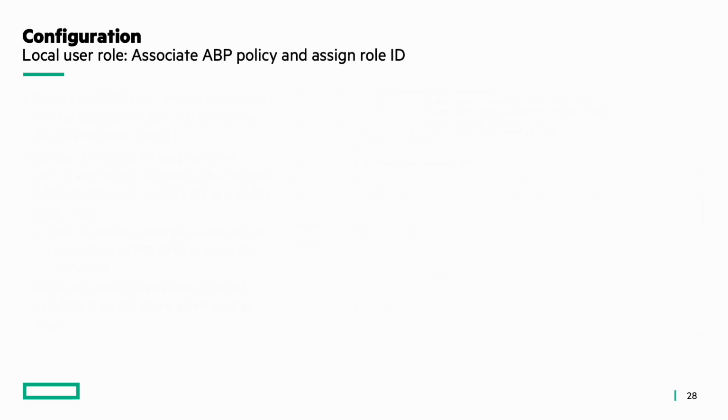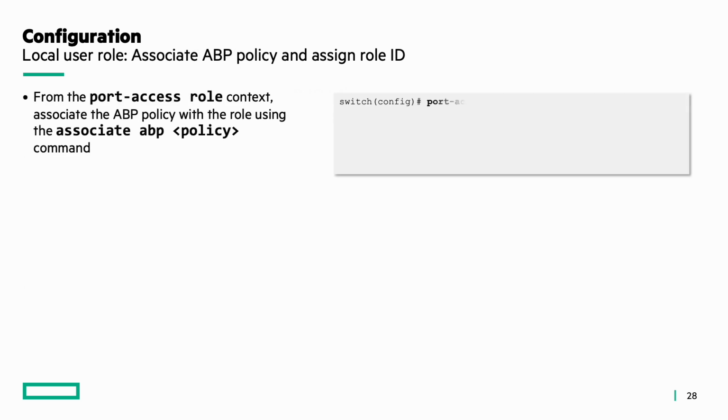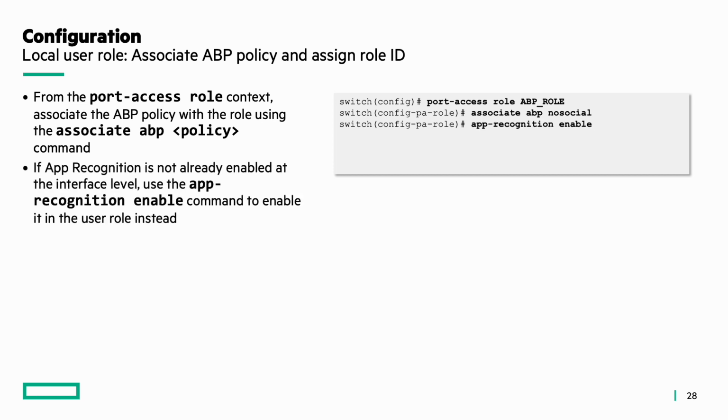The last steps in the local user role deployment method are to associate the app-based policy with a role and create the role ID mapping. From the port access role context, use the associate ABP command with the name of the new policy. If app recognition is not already enabled at the interface level, it can be enabled via the user role instead.